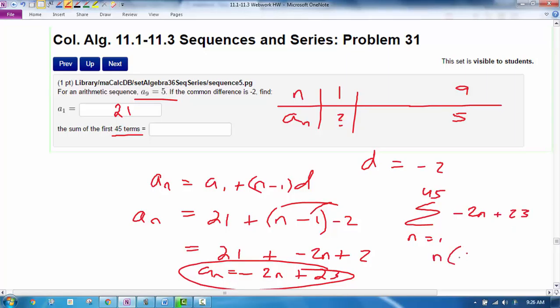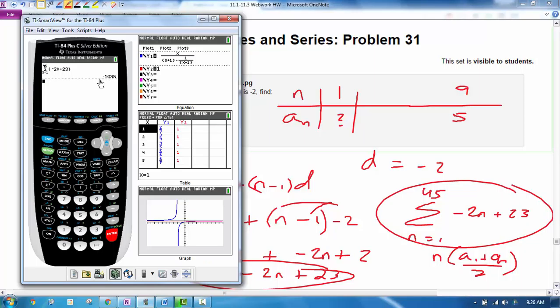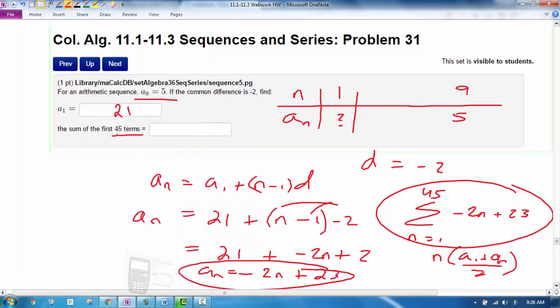Now I could use this formula once again, but I'm going to go ahead and just plug this into the calculator. That gives me -1035.